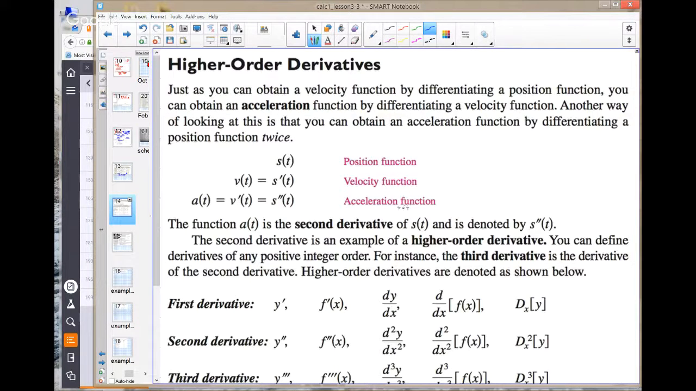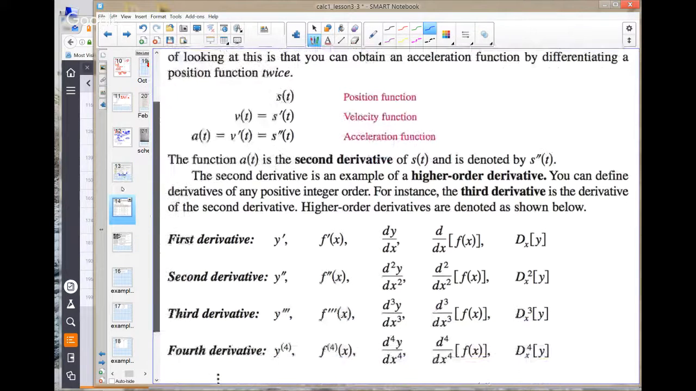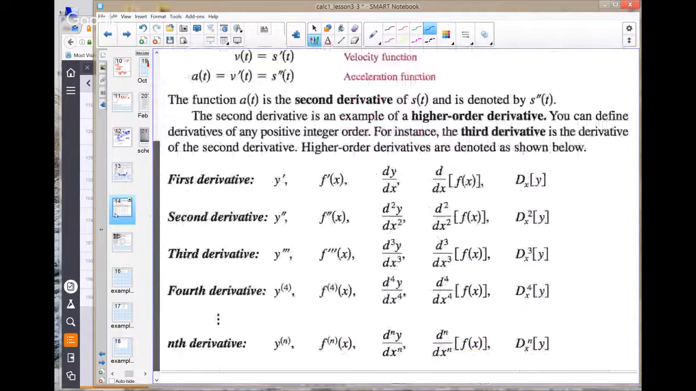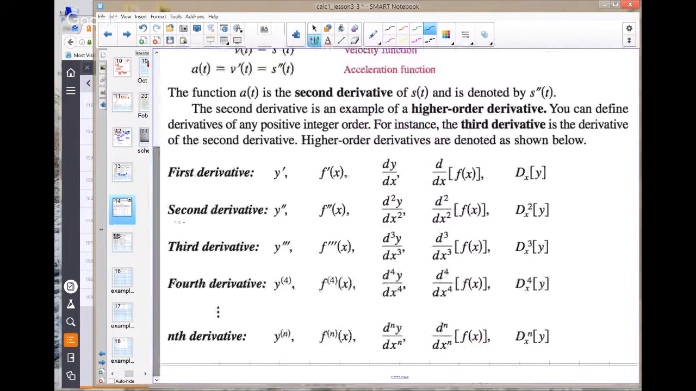So let's start talking about higher order derivatives. A higher order derivative means basically that after the first derivative, you can go on and take the derivative of the derivative, which we call the second derivative. Then you can take the derivative of the second derivative, and we call that a third derivative. You see them listed on this chart here, and they go all the way down to n.